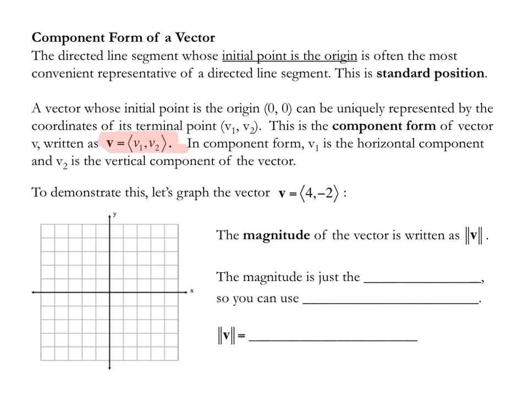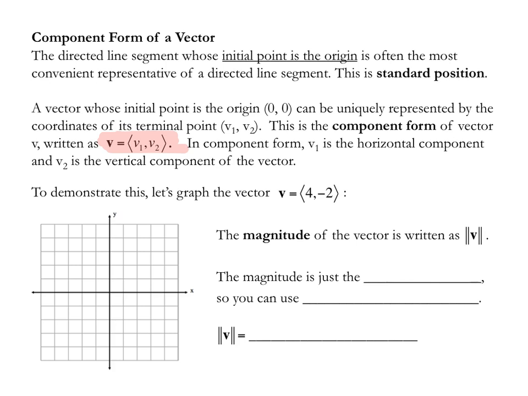So we're going to see those brackety things. They're like the almost arrowhead brackets. Those are what we're going to use to write a vector out in this form. So if we think of it this way, when we look at it in a second, v1 is the horizontal component because it's really the x-coordinate, and v2 is the vertical component because it's the y-coordinate.